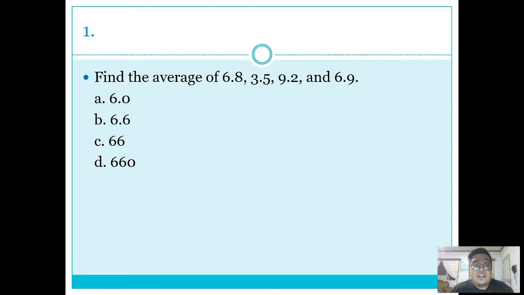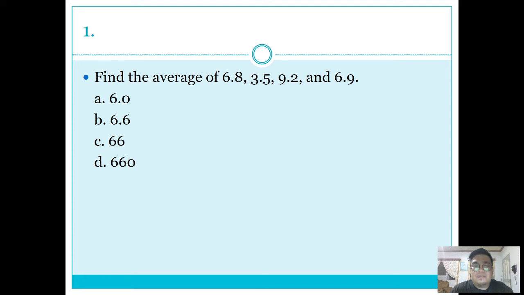Kasi naman, no, tingnan nyo yung letter C tsaka yung letter D. Tapos yung given sa atin, 6.8, 3.5, 9.2, tsaka 6.9. Parang imposible naman yata na pag kinukuha nyo yung average, diba? Kasi ibig sabihin ng average, we'll just get the sum of everything and then i-divide natin sila kung ilan yung mga numbers. So in this case, dahil 4 yung mga numbers, i-add lang natin lahat yan, then divide it by 4. Pero tingnan niyo yung choices, no? Letter C tsaka letter D, 66 tsaka 660. Most likely, hindi yun yung tamang answer.